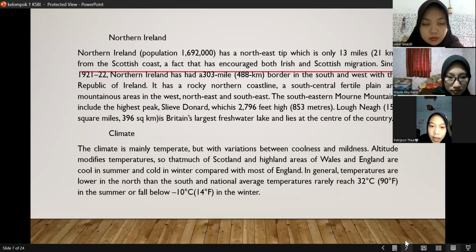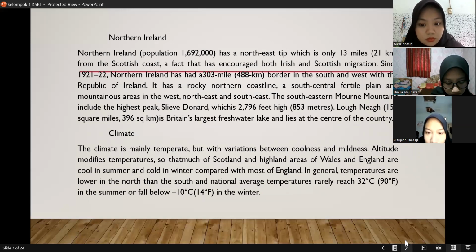Northern Ireland. Northern Ireland has a northeast sea coast only 30 miles from the Scottish coast, a fact that has encouraged both Irish and Scottish migration. Northern Ireland has a border in the south and west with the Republic of Ireland. It has a rocky coastline, a central sandy plain, and mountain areas in the west.